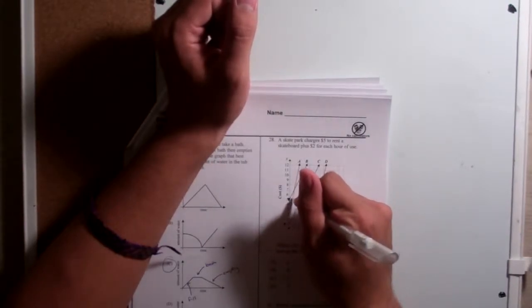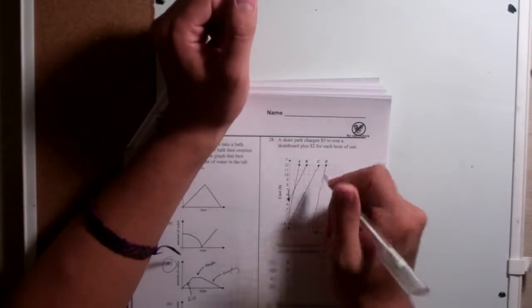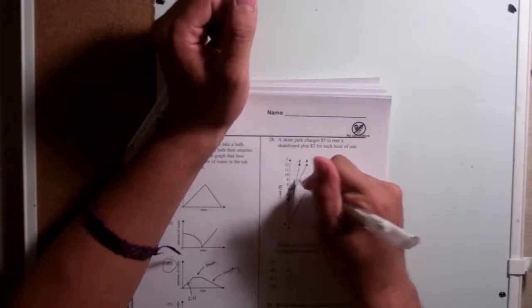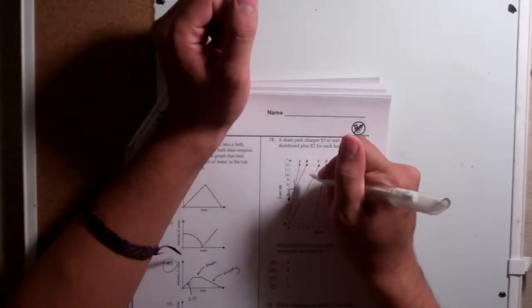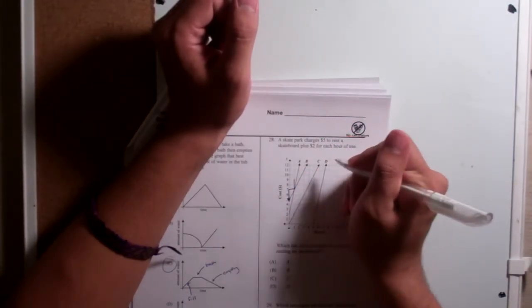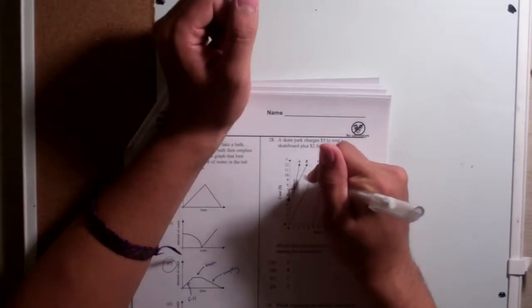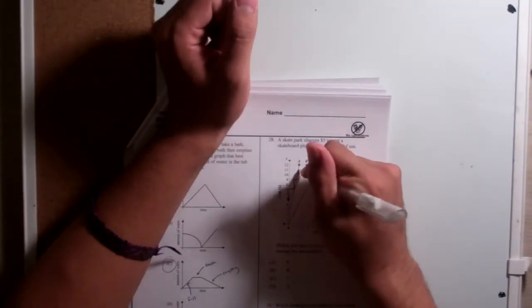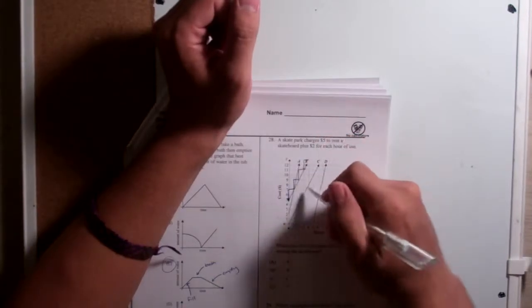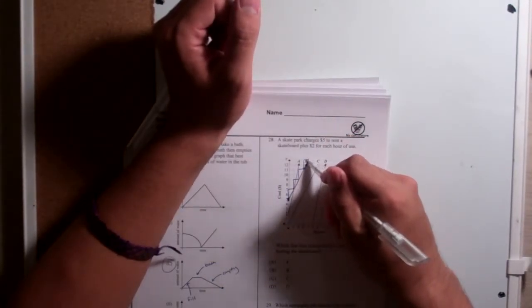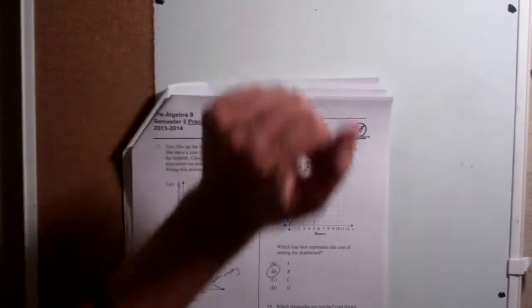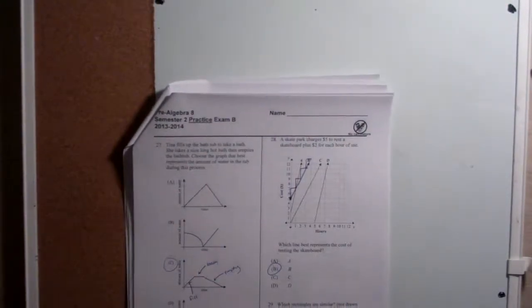I give them $2 more for every hour. If we continue this, you can see that it follows this line over here, which is B. That is the slope for this.